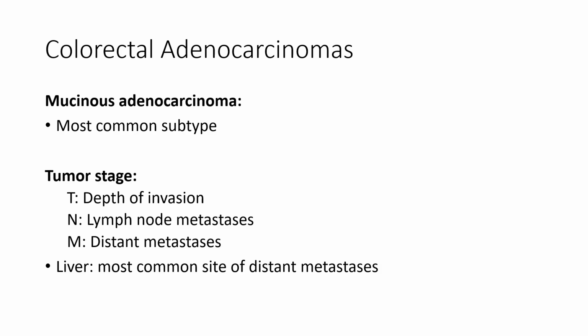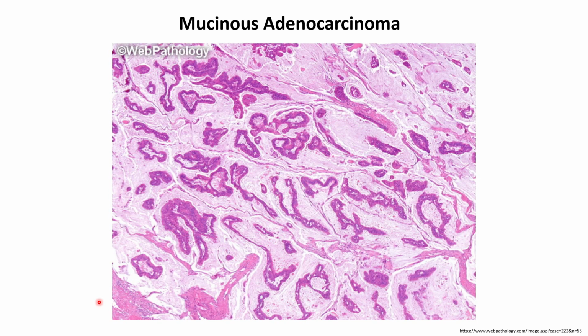The N is determined by the presence or absence of lymph node metastasis, and the M is determined by the presence or absence of distant metastasis. Colorectal carcinomas can metastasize to various sites in the body, such as the lungs and bones, but the liver is the most common site of distant metastasis. This is an example of a mucinous adenocarcinoma, which is a variant of colorectal adenocarcinoma, and it consists predominantly of pools of extracellular mucin, and the epithelial tumor cells are floating within these pools.